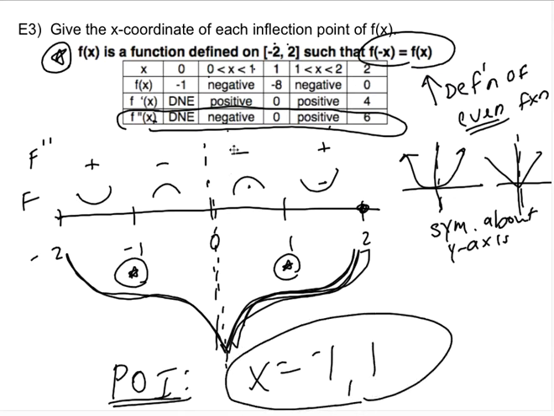So again, what makes this problem hard is not that it's a table, but this trick line about it being an even function. And I did that on purpose. If they had said that f was only defined from 0 to 2, it would be a pretty straightforward problem.